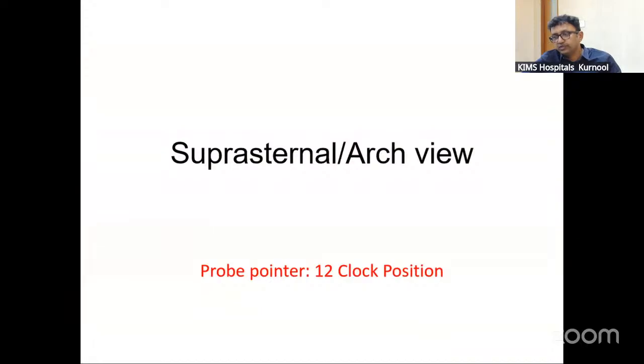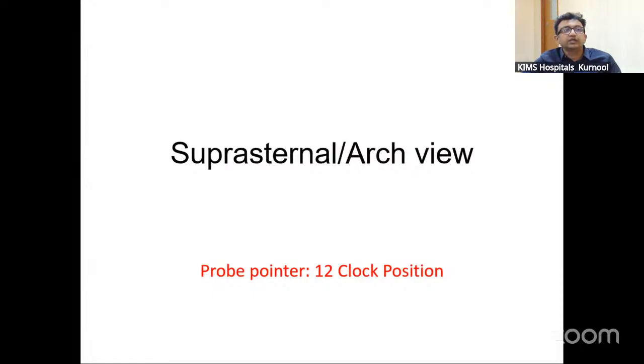So that's all about the short axis cut. So you assessed in the short axis, you have one cut at the aortic valve level, next to the mitral valve level, and then lower down at the papillary muscles. Right? Now you move on to the suprasternal view or the arch view.